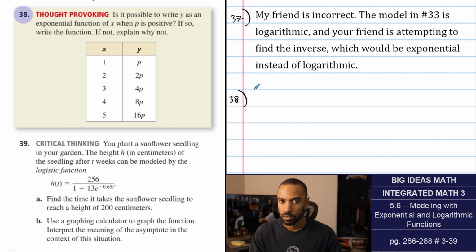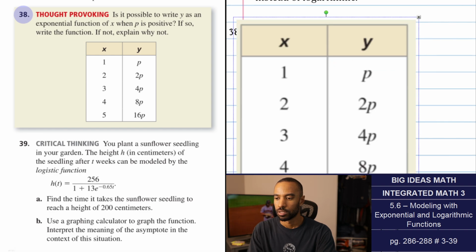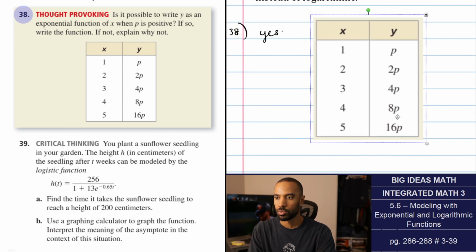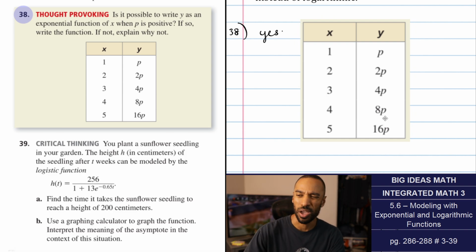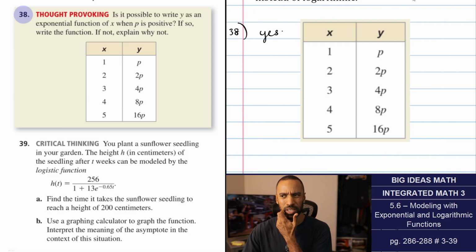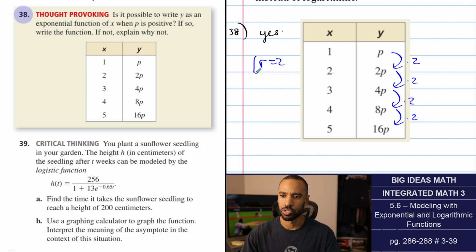Yes. Explain why. They have a common ratio of 2. So if p is negative, it'll still work. It's just a negative. We haven't graphed negative exponential functions, have we? Oh, yeah, we have. We've done a couple. Common ratio of 2 times 2 times 2 times 2. R equals 2.